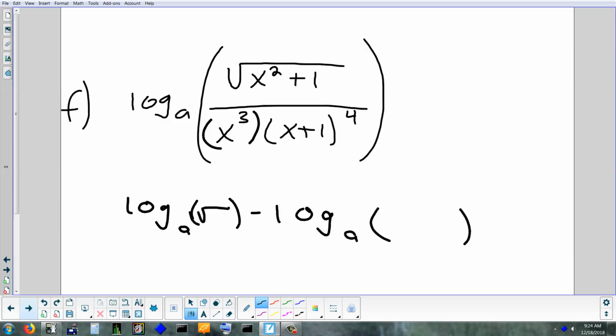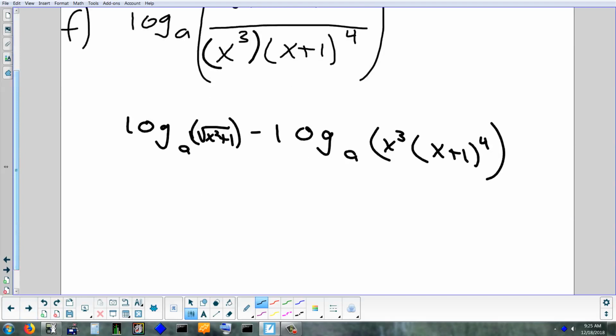So that's what's in the top: square root of x squared plus 1. What's in the bottom? x cubed times x plus 1 to the 4th. That's the first step. Any question on that step? Now I've got 2 smaller problems. I've got the first one, and then I've got the second one. Let's start with this first one.